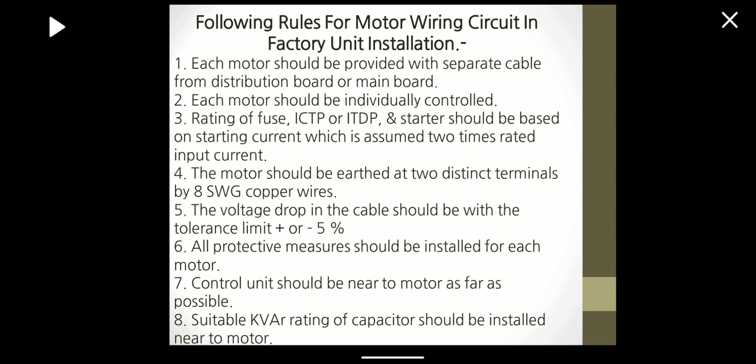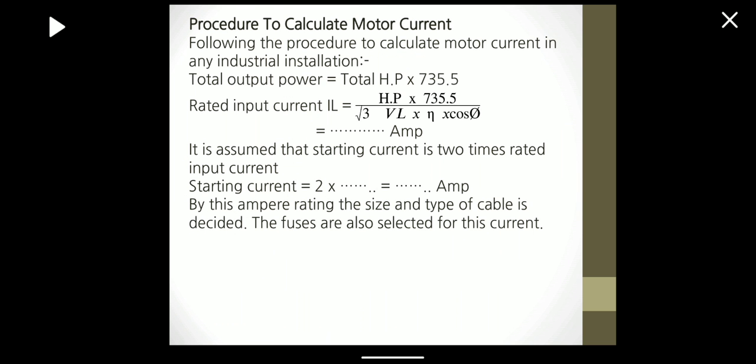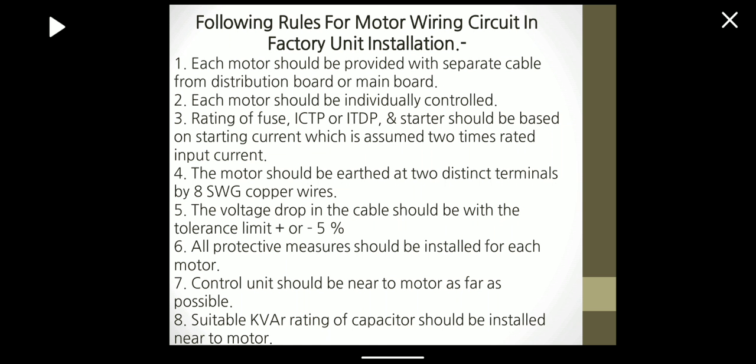Then the control unit should be as near to the motor as possible. A suitable KVR rating unit should be installed nearer to the motor. So these are the rules for the motor wiring circuit.